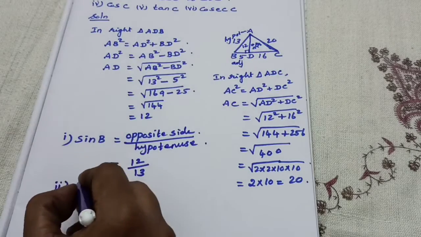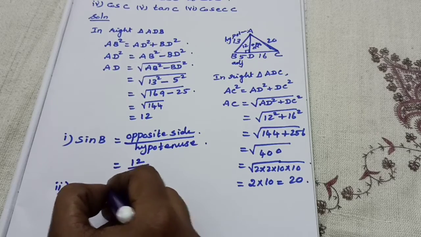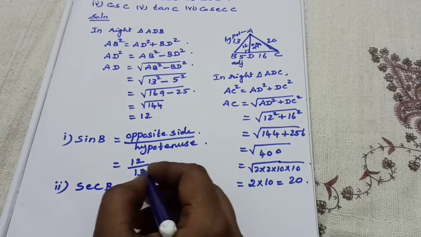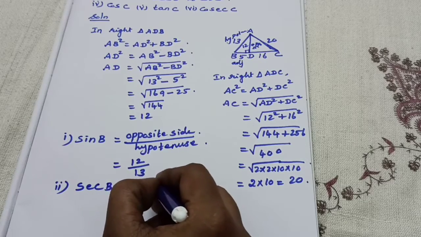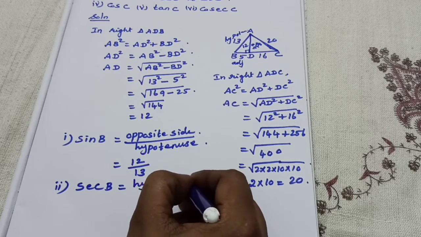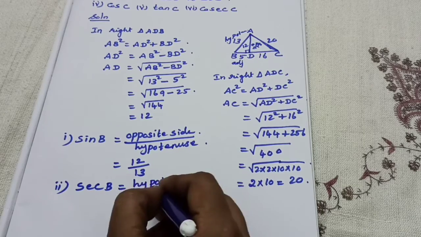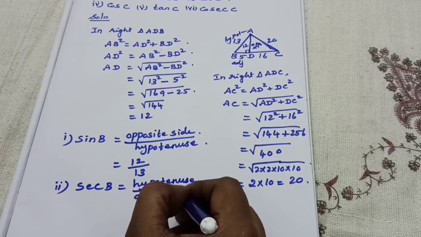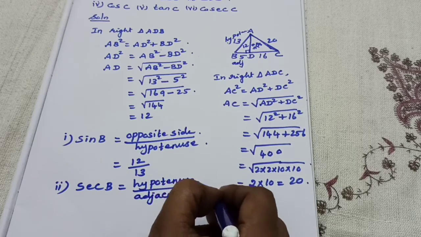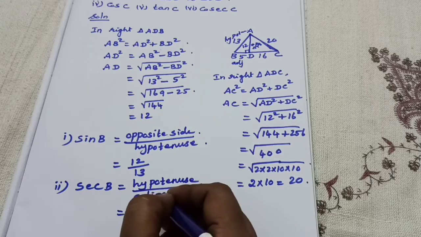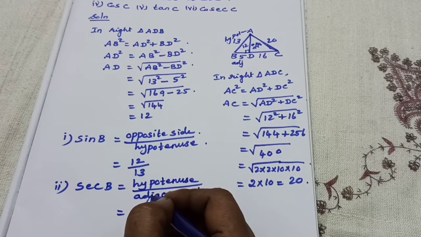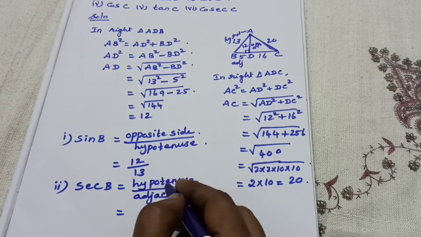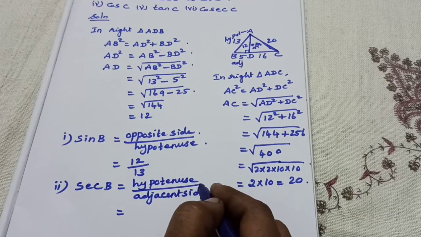Then second one, what's the question? Secant B. Okay, secant B is equal to, what's the formula? Secant theta is hypotenuse divided by adjacent side. Otherwise 1 by cos theta. Okay, that formula we keep in our mind. Take the reciprocal means you will get what? Hypotenuse divided by adjacent side you will get.